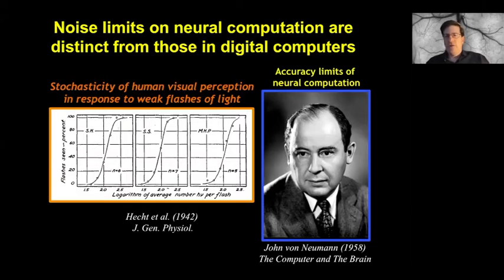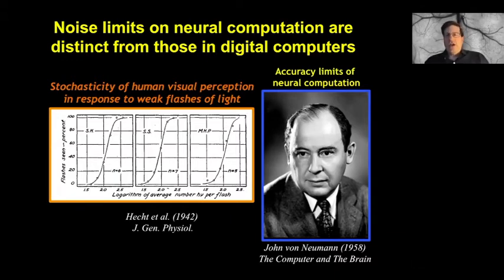And von Neumann, in fact, wrote an entire book on the topic and was very focused on the fact that the brain was not like a digital computer. It had aspects of both analog and digital computation in its workings. And therefore, that the accuracy limitations of neural computation were very likely to be different than those in the digital computer.